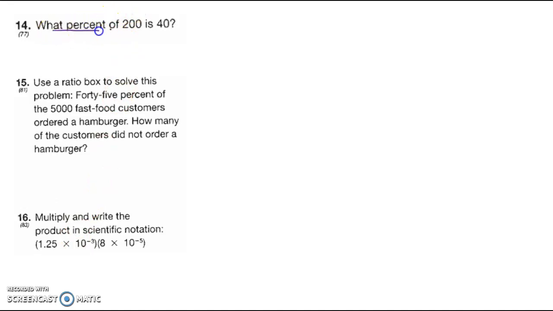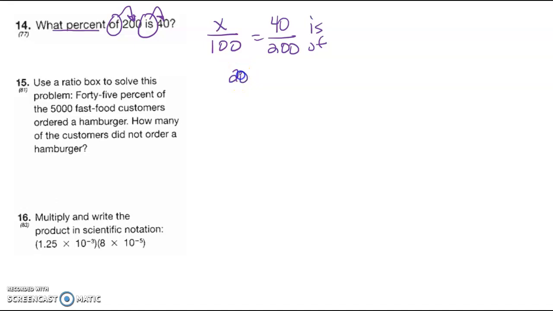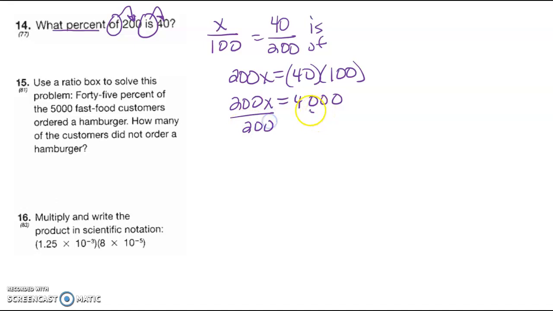Okay, what percent? So what percent, what per hundred of 200 is 40? So is over of, we've got 40 over 200. So then I can cross multiply. I have 200x is equal to 40 times 100. 200x is equal to 4,000, divided by 200, divided by 200. X is equal to 20. Okay, percent.